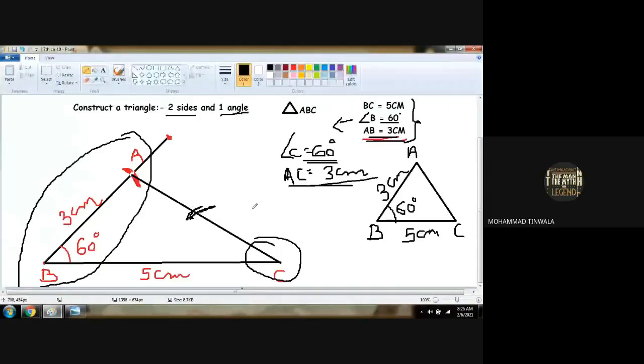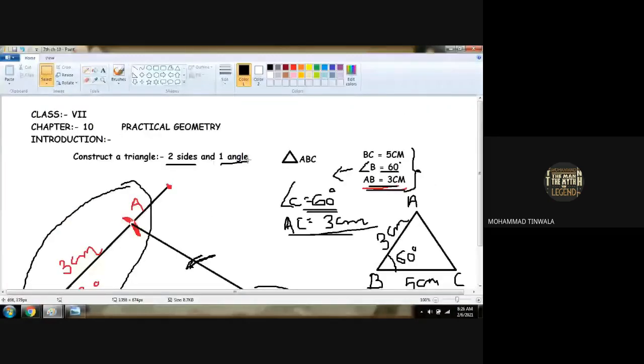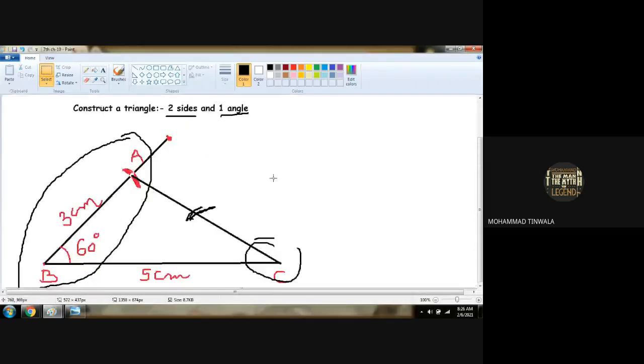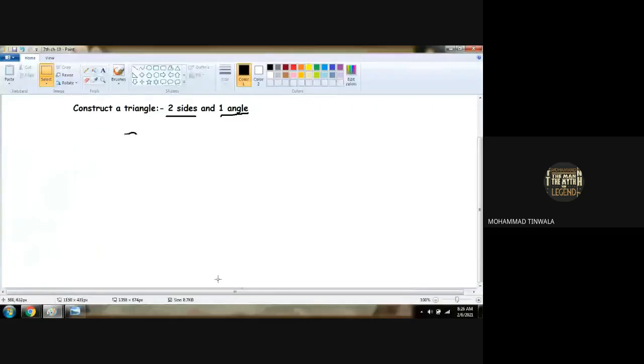Okay. So how many topics did we clear? We cleared 3 topics. One is constructing parallel lines. Second was constructing a triangle with 3 different sides. Then the third topic is constructing a triangle with 2 sides and 1 angle. Right?